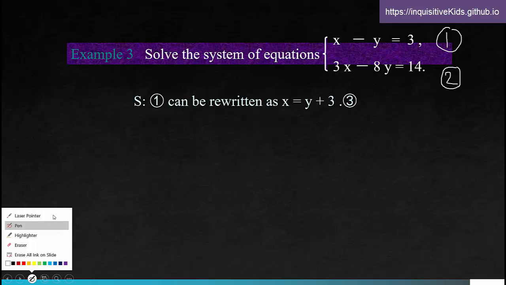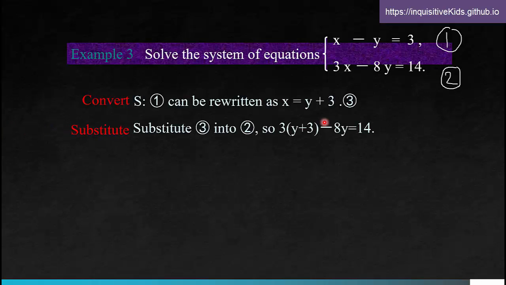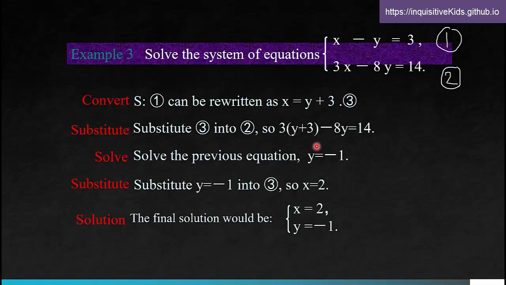So equation number 1 can be rewritten as equation number 3, which is x is equal to y plus 3. This is our converting step. And then substitute equation number 3 into equation number 2. So 3 times the sum of y and 3 minus 8y is equal to 14. Solve, and then you have y is equal to negative 1. Substitute y is equal to negative 1 into equation number 3, and therefore x is equal to 2. The final solution would be x is equal to 2, y is equal to negative 1.